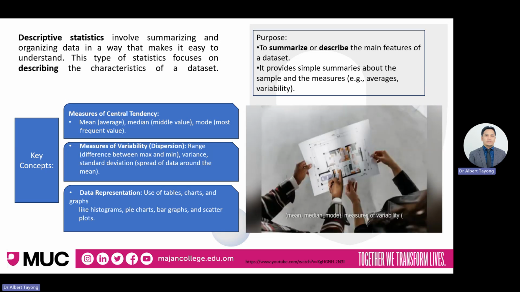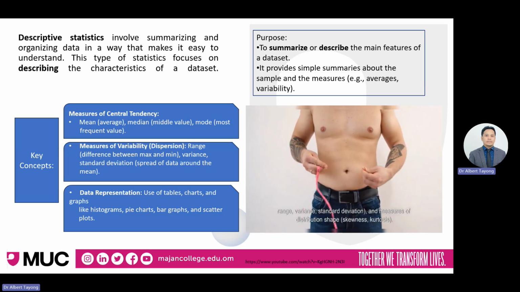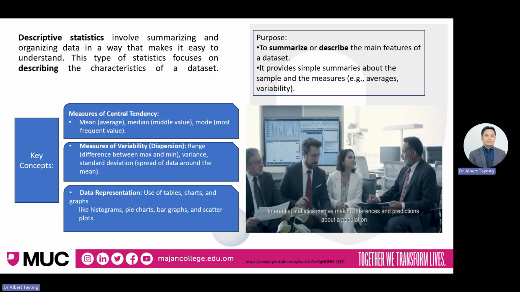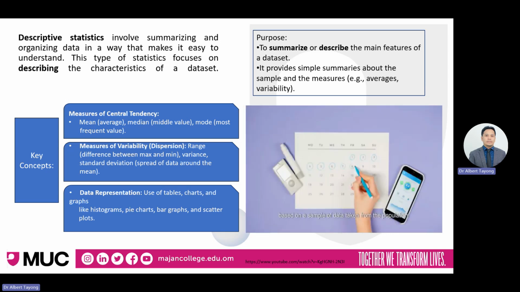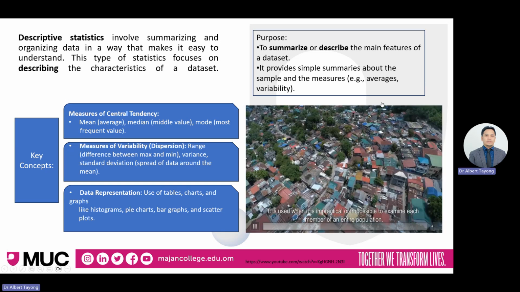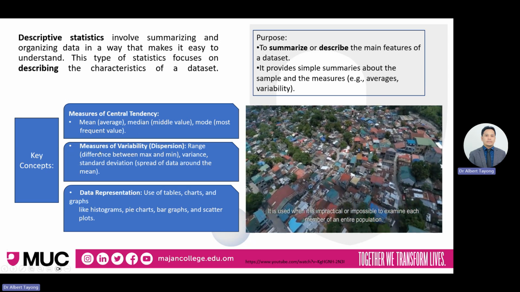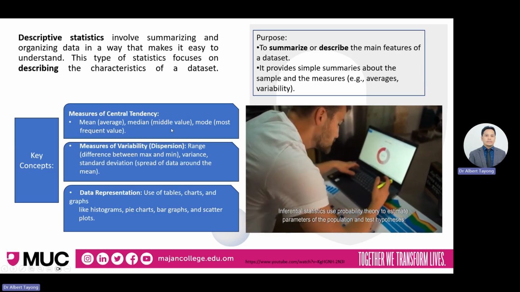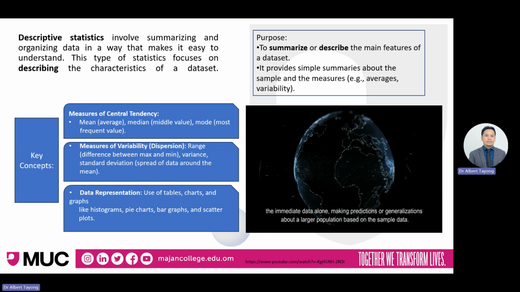And the main purpose is to summarize or describe the main features of a data set, and it provides simple summaries about the sample and the measures. And the most common ones are the averages and, of course, the variability or the dispersion. When I say averages, we call this measures of central tendency. The most common one is the mean, or the average, and the median, which is the middle value. Mode is the most frequent value or the most famous score in a particular data set.